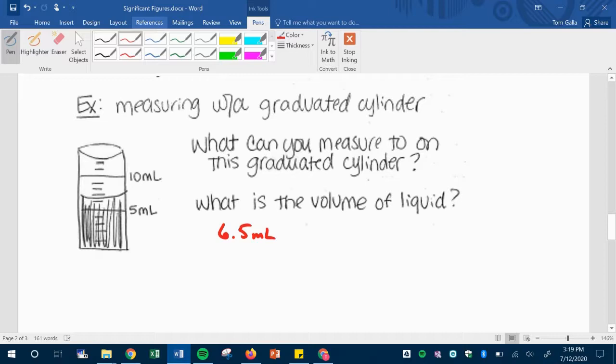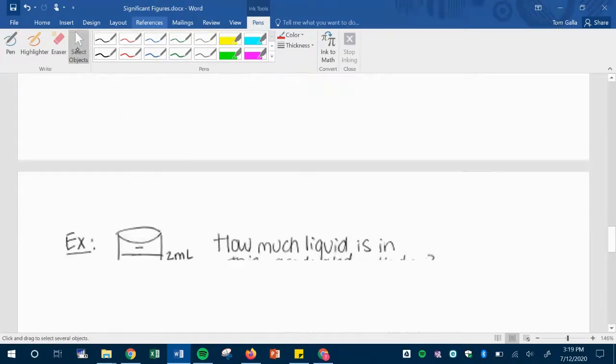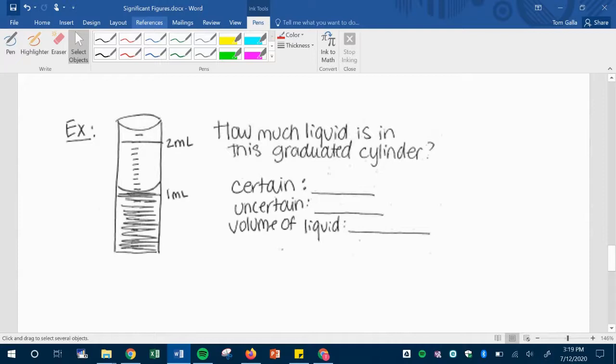All right, so let's look at one more example here. For our last example, here's our graduated cylinder. And I'm actually going to give you guys a minute here. So pause the video. Go ahead, take your certain amount, your uncertain amount, and then the actual volume of your liquid. So go ahead, hit pause, and give it an attempt.